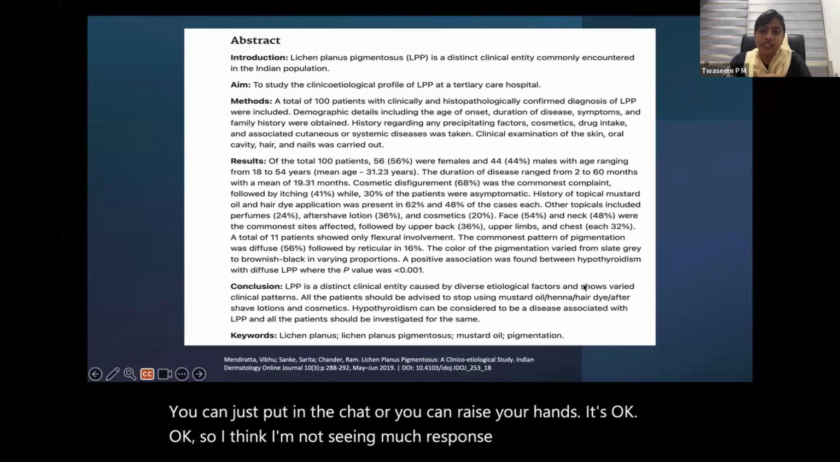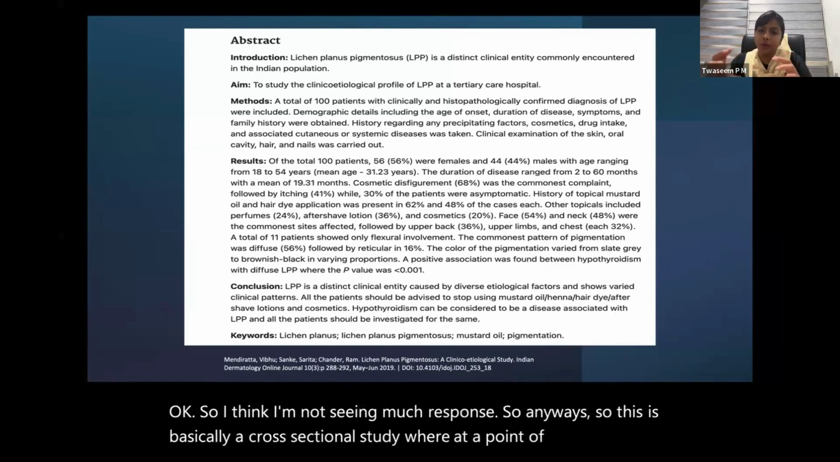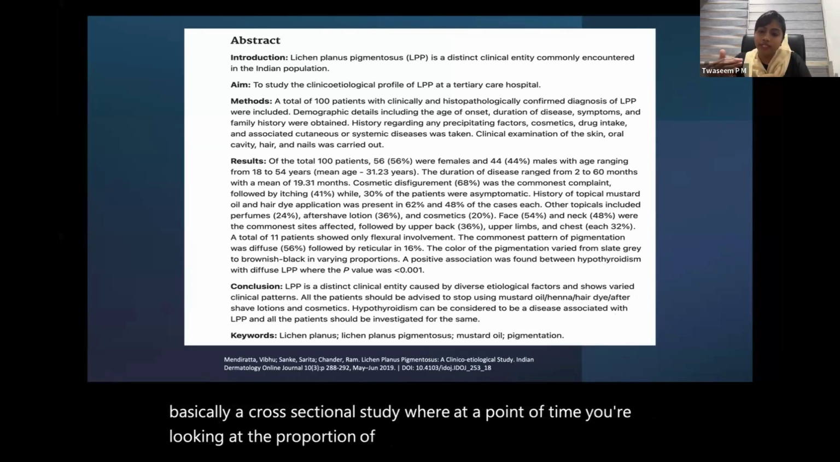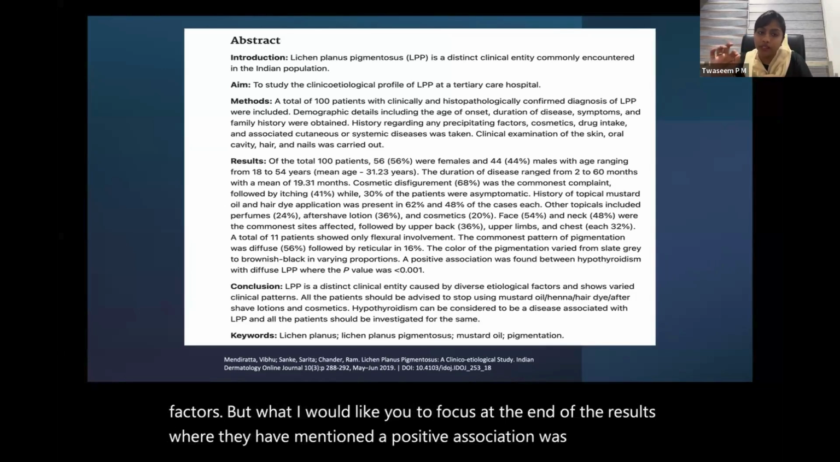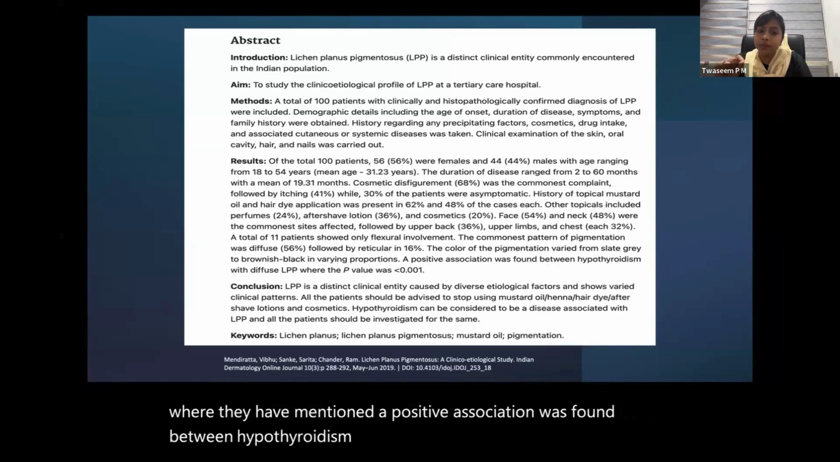So anyways, this is basically a cross-sectional study where at a point of time, you're looking at the proportion of the patients who are having all these factors. But what I would like you to focus on at the end of the results is where they have mentioned a positive association was found between hypothyroidism with diffuse lichen planus pigmentosus, where p-value was less than 0.01.